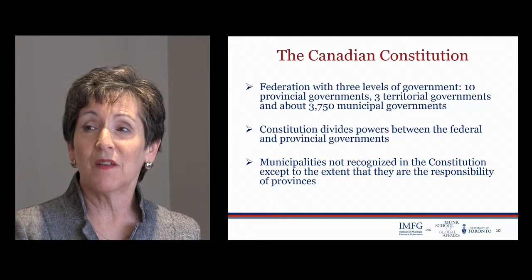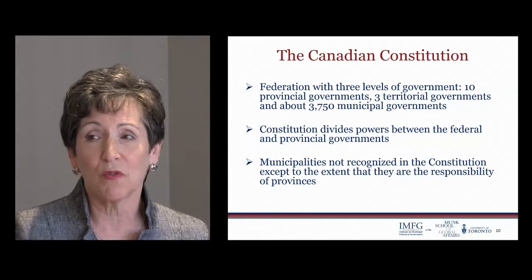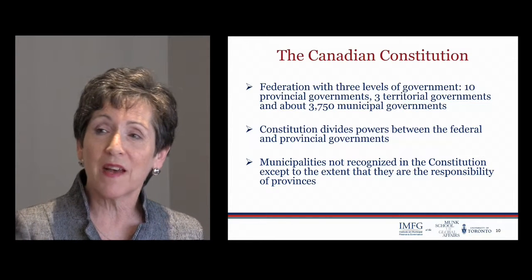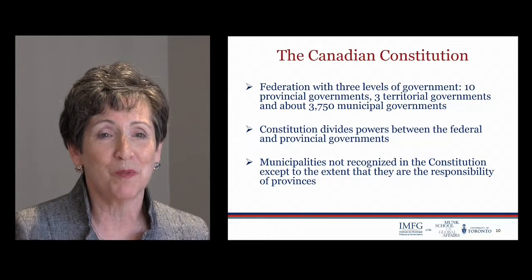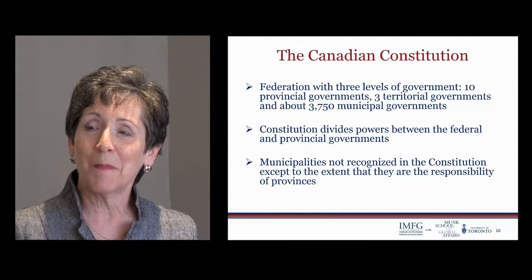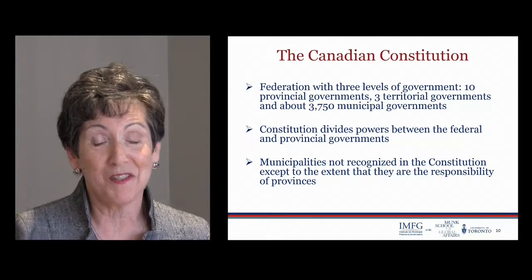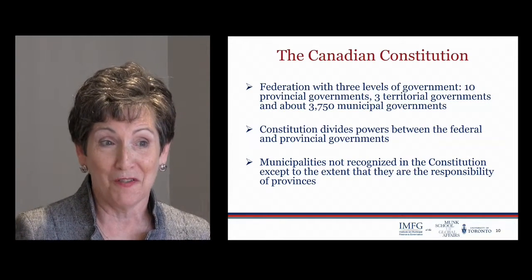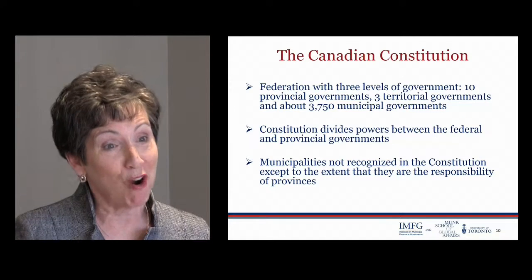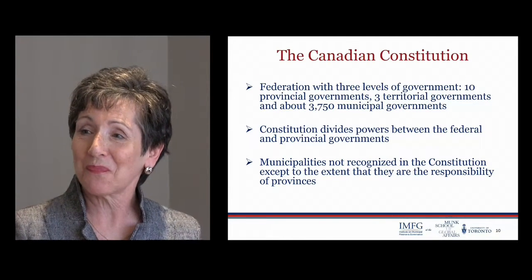We have the federal government, we have 10 provincial governments and 3 territorial governments, and about 3,750 municipal governments. That number is one that I use because there isn't one source for the number of local governments in Canada, and so I've actually added them up myself. So I would say that's an approximate number of municipal governments in Canada.